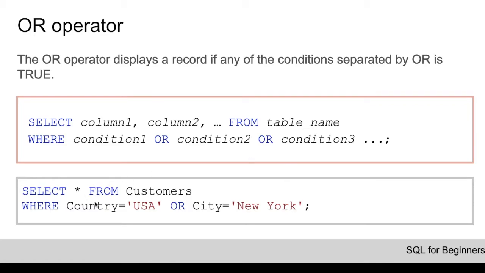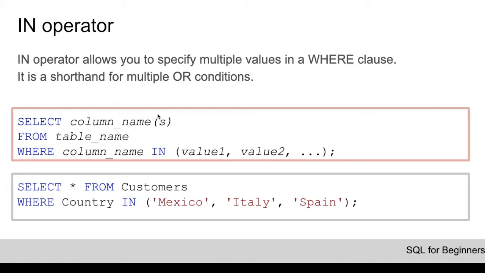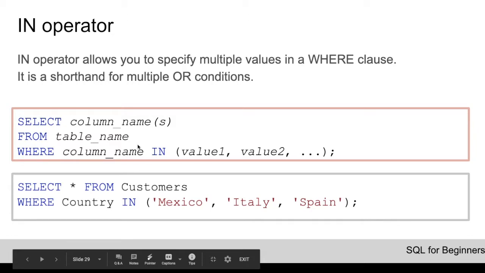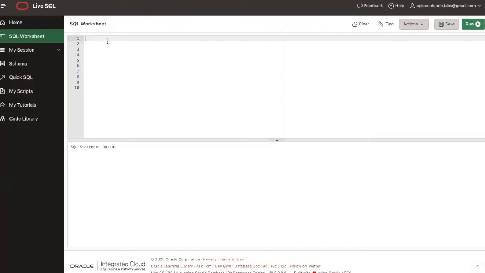For example, here we gave only 2 conditions separated by the OR operator, but sometimes we have multiple, for example, more than 4 or 5 conditions, and in that case it will be much easier to use the IN operator. The IN operator allows us to specify multiple values in our WHERE clause, so it will be much easier and quicker to get the desired results. We'll jump to our SQL Live and practice some more.